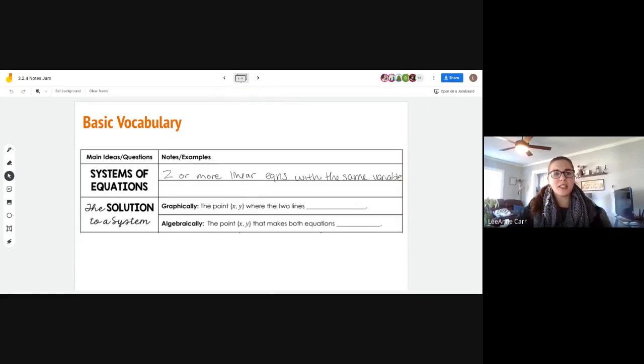So essentially, up to this point, we've been graphing one equation. Now we're going to graph multiple equations. We're going to have two of them. And the way that this is going to look on a graph, basically, we're going to have two lines.